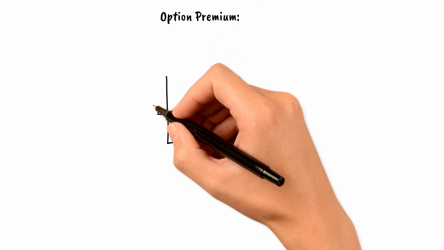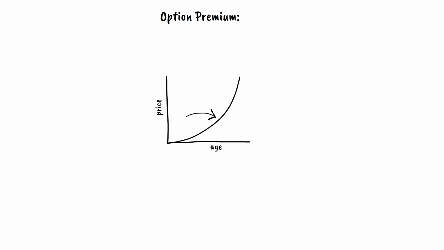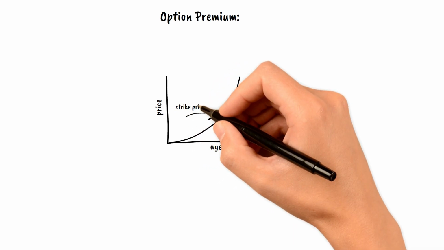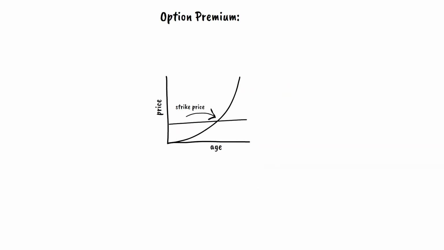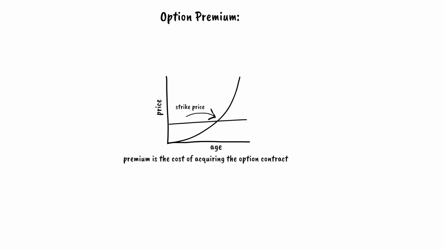Option premium. Option premium refers to the price that an options buyer pays to the options seller for the right to buy or sell an underlying asset at a predetermined price within a specific time period. The premium is the cost of acquiring the option contract.